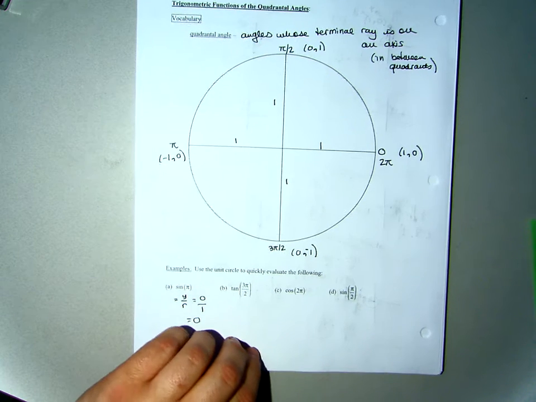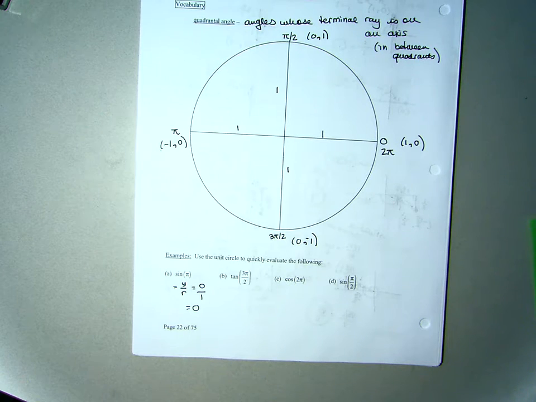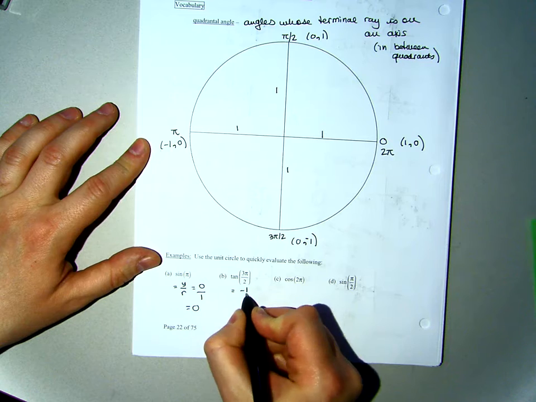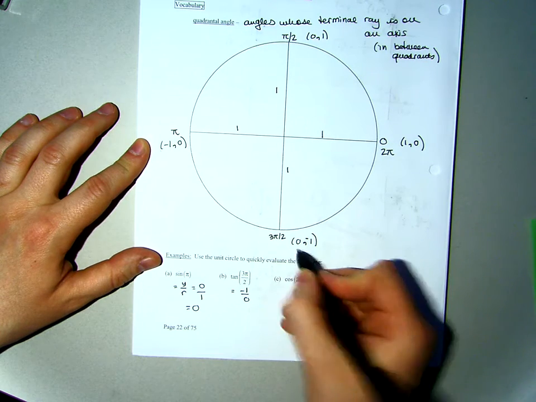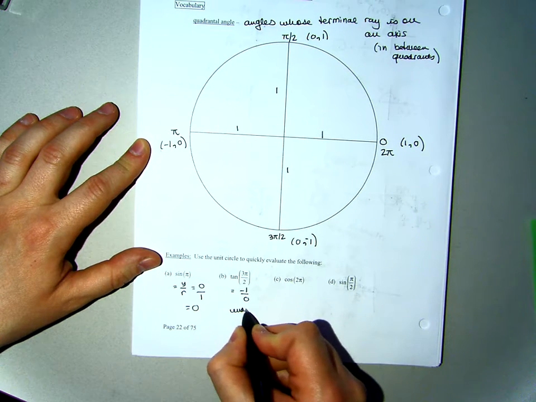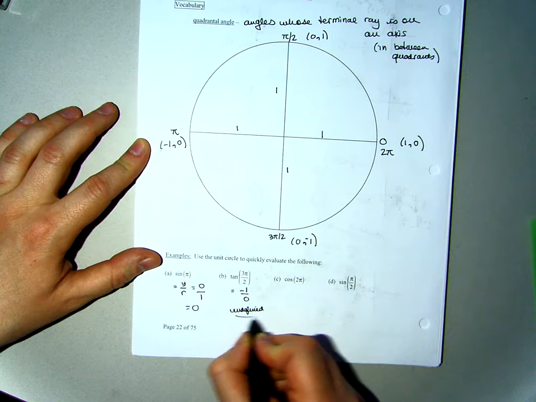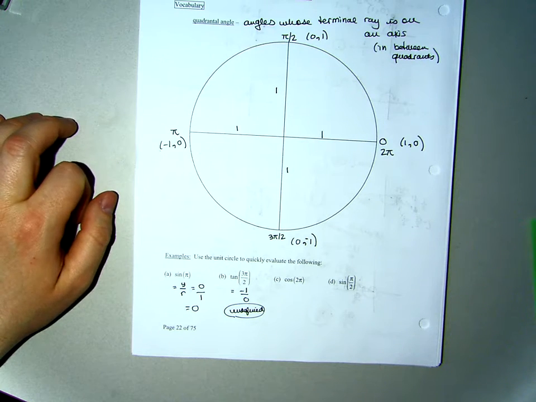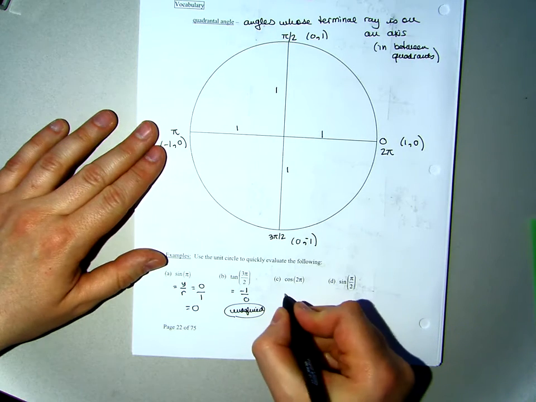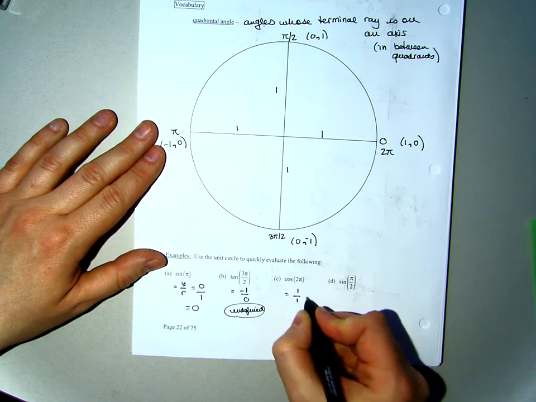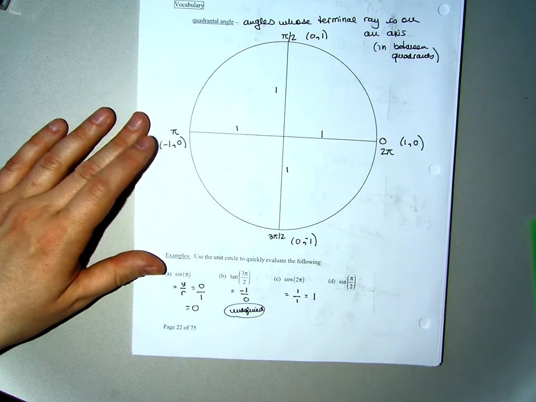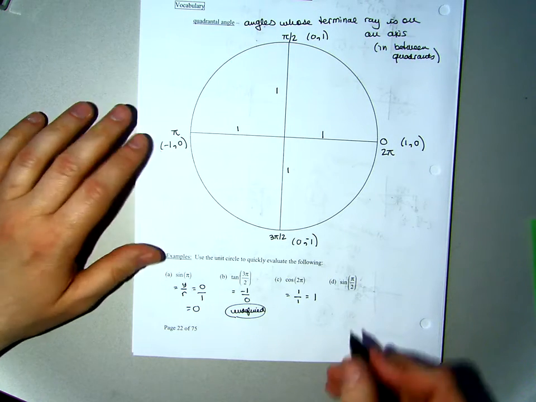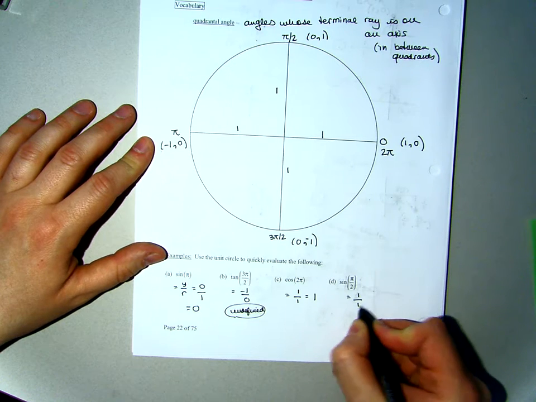Kayla, do you have letter B? Undefined. Good. Why? What were you doing? You were doing the y-coordinate over the x-coordinate, negative 1 over 0. That is undefined. Byron, how about C, the cosine of 2 pi? 1. Good. We should be doing x-coordinate is 1 over the radius of 1. 1. And Eva, how about D? 1. Y-coordinate is 1 over 1.